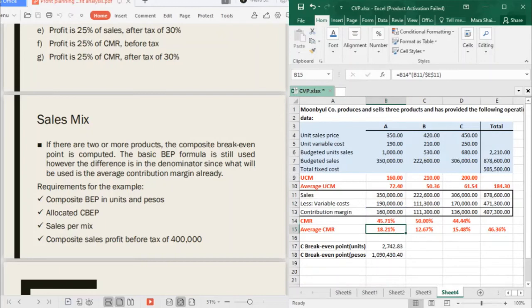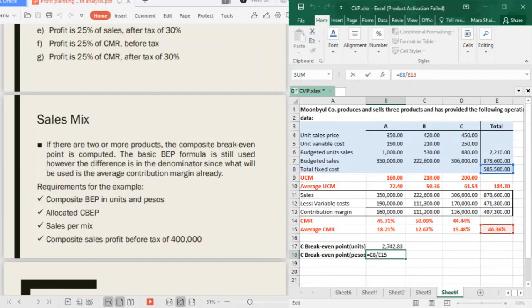Now, your average CMR is, again as I mentioned, what you use for the sales mix ratio here is the sales part. So the ratio you use is 350 over 878,600 and so on and so forth. In getting your composite break-even point in peso, it is simply your fixed cost divided by your average CMR. Again, the difference is in getting your average UCM or average CMR, you need to use your sales mix ratio.